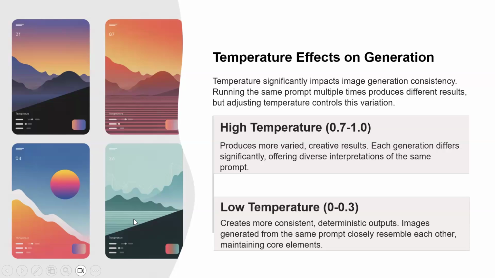But you see that the idea or the concept behind the image is still the same. We have mountains in the background, so topography, and the colors are different because we have changed the temperature. So if you want different variations, use high temperature. If you want the same image over and over again with very little to no variation, use a low temperature.